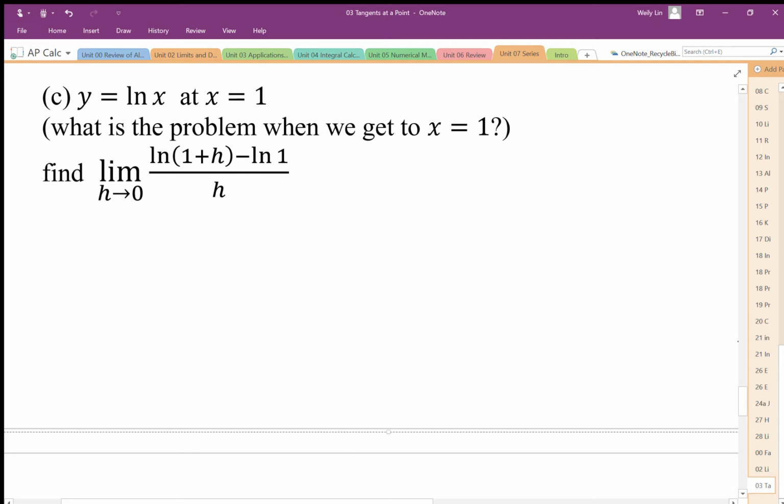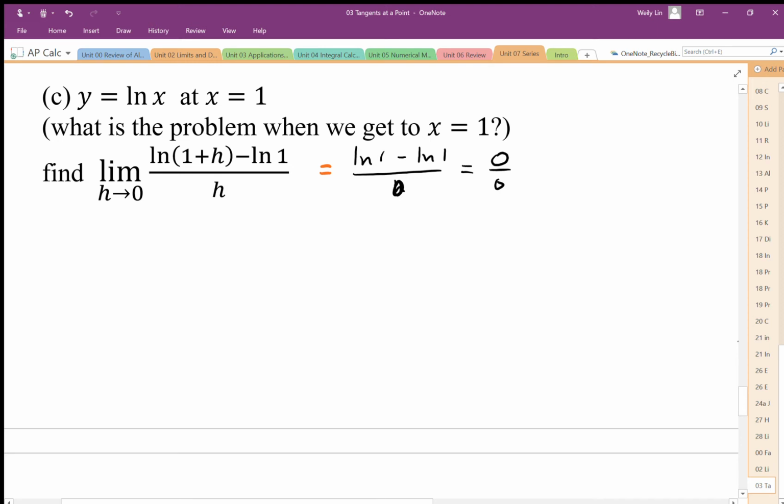as x equals 1, we end up with a problem here because, well, I mean, we've run into this problem before, but we end up with ln 1, which is 0, minus ln 1, which is 0, over h. Okay, so that's 0 over 0 when we let h equal 0.